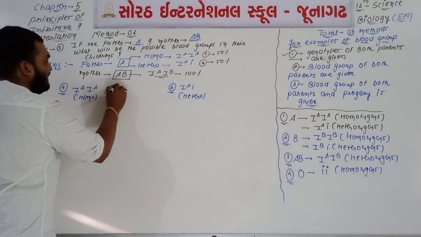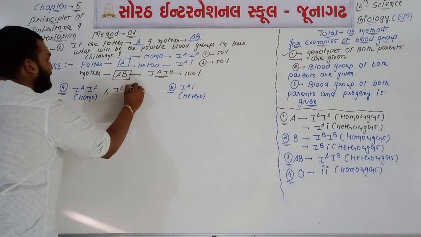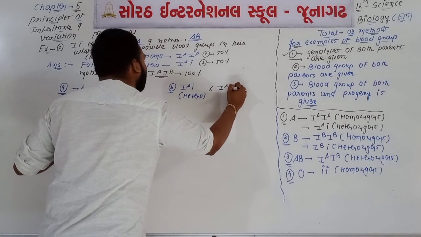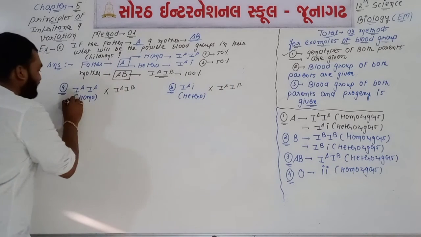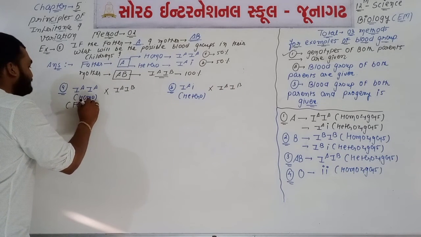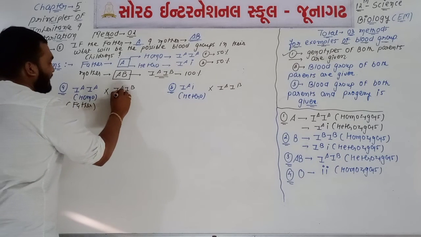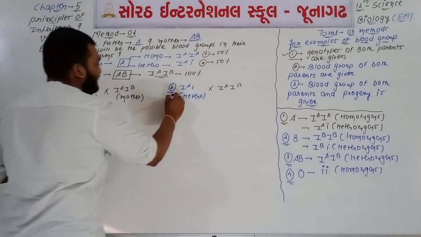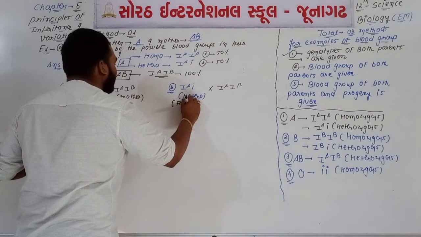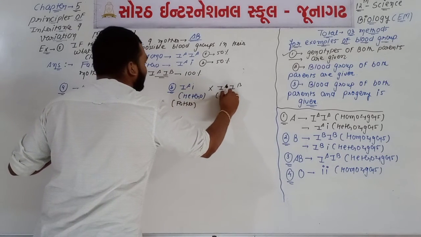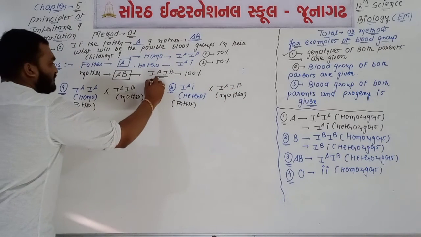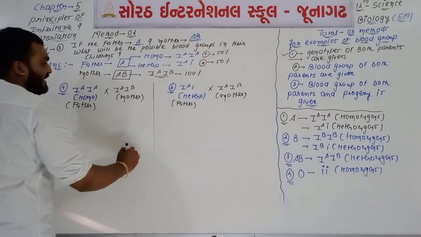Cross with, see, the mother will always be IA, IB. It is the first option. Here cross with IA and IB. You can write here, it is the father, blood group A, and here we can say it is the mother, blood group AB. So two different options are there.